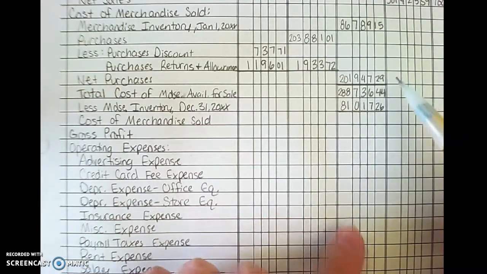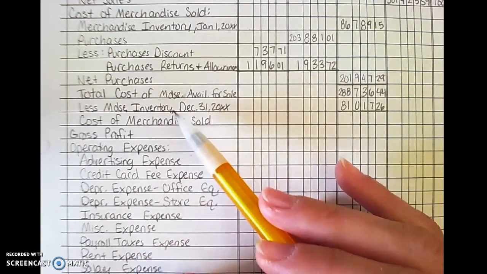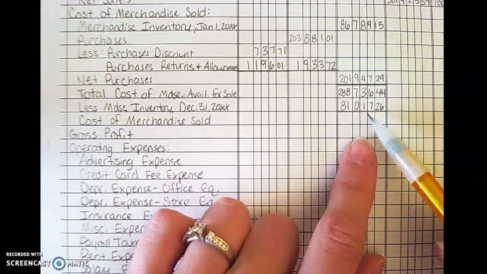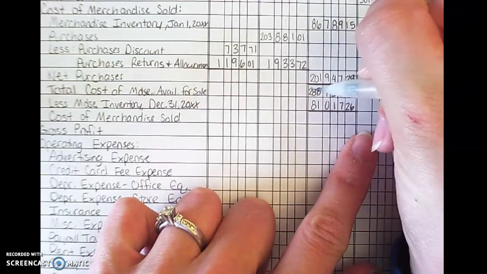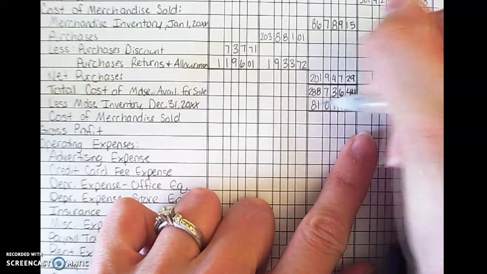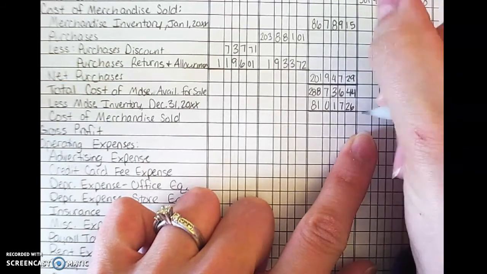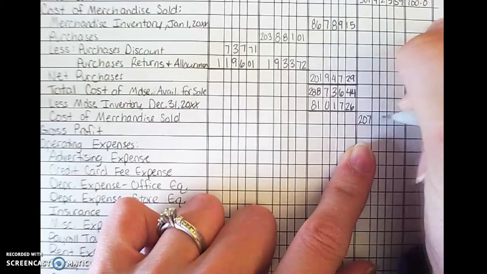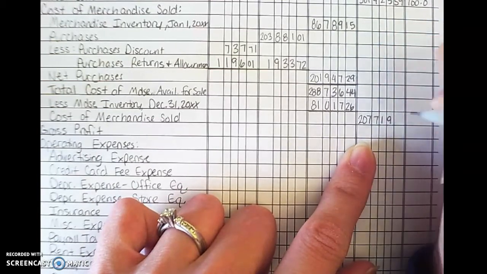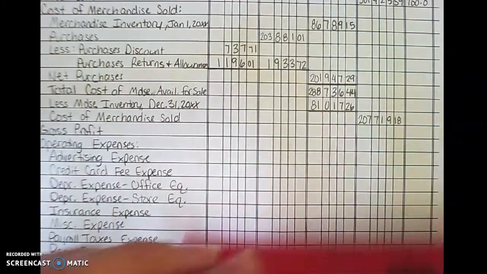So we have our total cost of merchandise that we have available for sale. That's what we had at the beginning of the year, plus all of our purchases. And then we have less merchandise inventory. That's what we have left at the end of the year. So if we subtract those two numbers, the 288,000 number, subtract the 81,000 number, that will be the cost of merchandise that we have sold during the year. So subtract these two numbers, and you will get $207,719.18. So that's how much we've sold during the year.